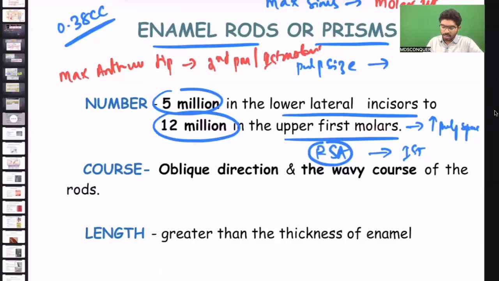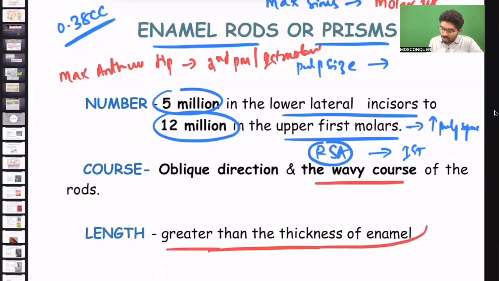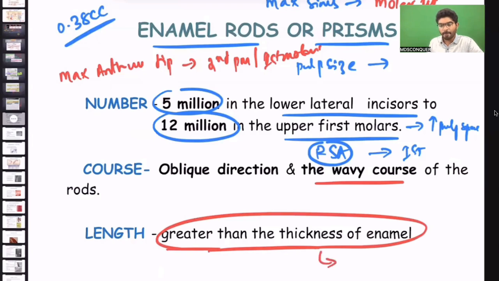Okay, I'm moving ahead. And you guys know that these enamel rods are oblique in direction. They have a wavy course. And that is the reason why their length is greater than the thickness of the enamel. Enamel thickness is highest at? Yes, enamel thickness is highest at cusps.